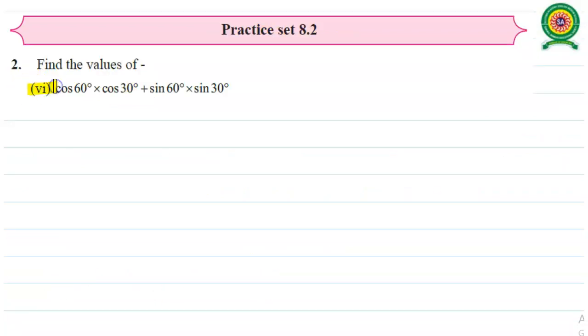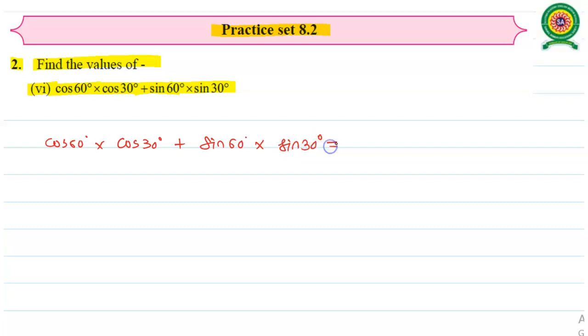Look at sub-question 6 from question number 2, practice set 8.2. Find the value of cos 60 degrees times cos 30 degrees plus sin 60 degrees times sin 30 degrees. So now we have to evaluate cos 60° cos 30° plus sin 60° sin 30°. Now we well know the value of cos 60 degrees is 1 by 2.